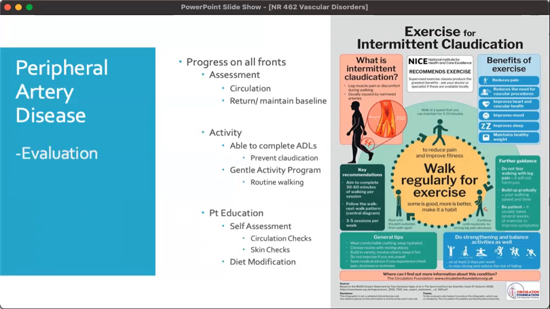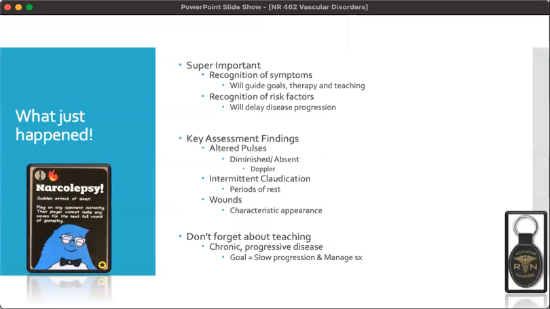And then for patient education, self-assessment: how to check their skin and make sure they're staying safe, how to check their pulses, how to check for wounds, how to check for nerve damage, so the sensation, and also their diet modification is another big thing. We want to assess that they understand so they can help to manage their disease independently.